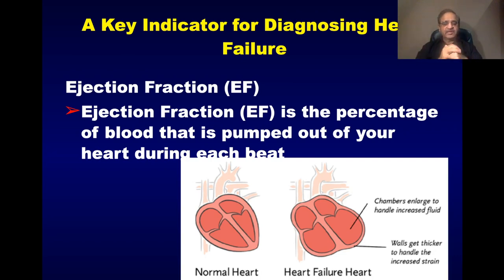So you should know what ejection fraction is. It's the percentage of blood that is pumped by the heart during each beat. You can see in the picture on the left side there is left ventricular dilatation and the ejection fraction is less than 40, as compared to the picture on the right side in which the ventricle is not dilated. So on the left side of the picture, the patient is suffering from heart failure with reduced ejection fraction.